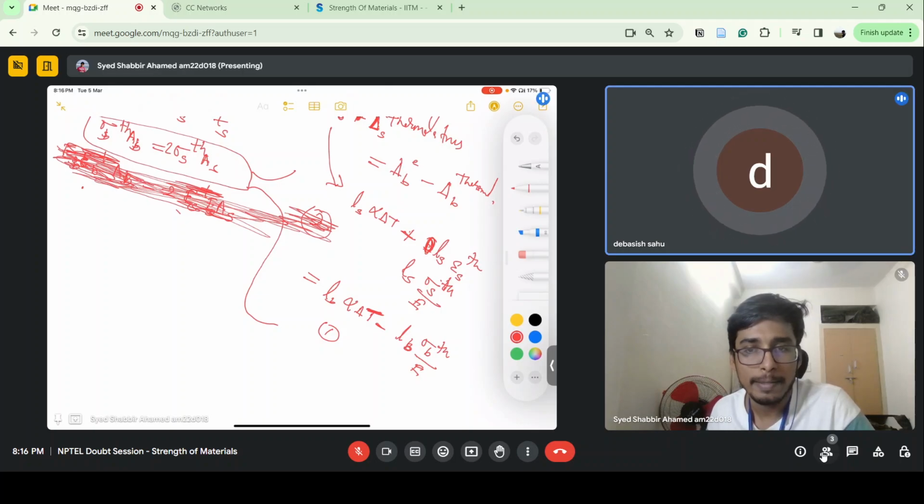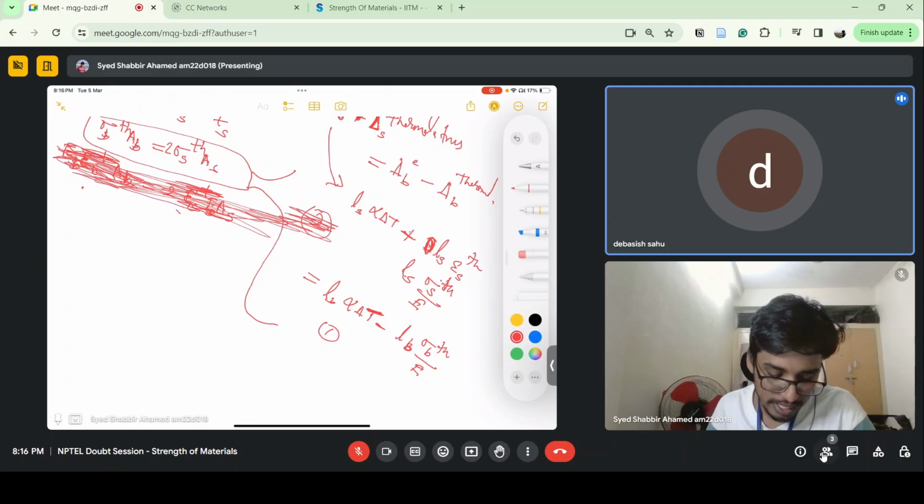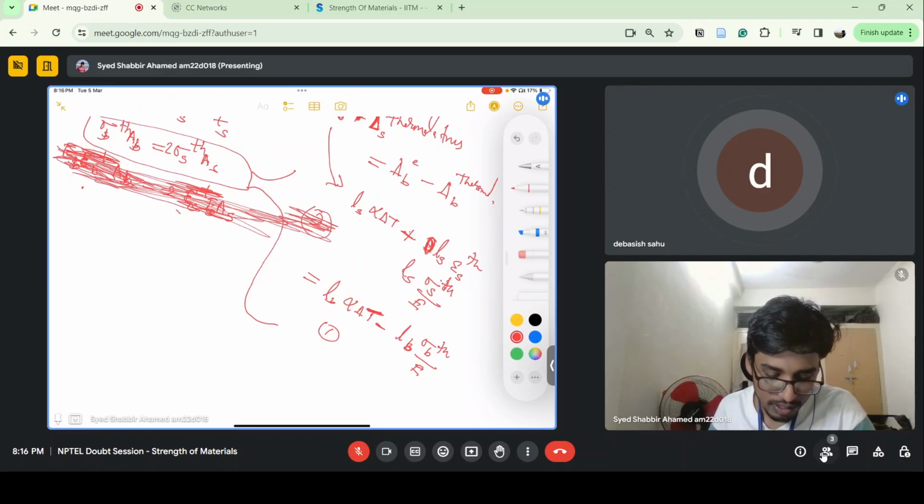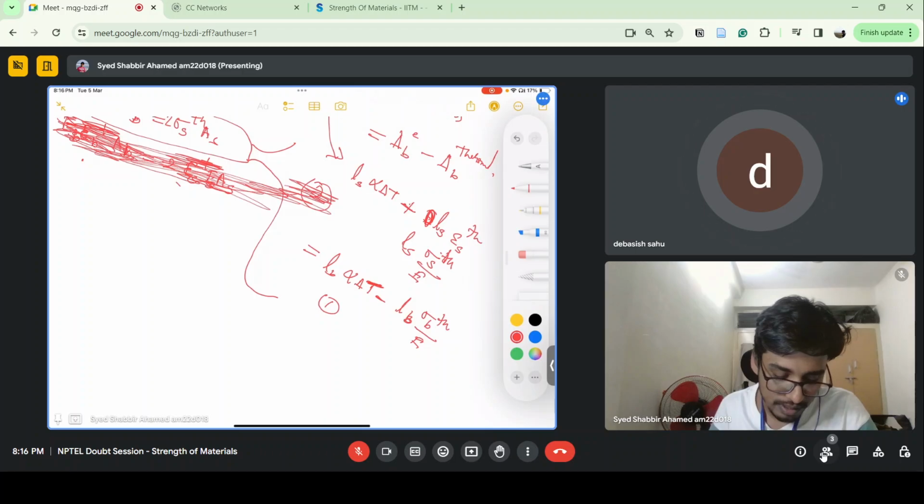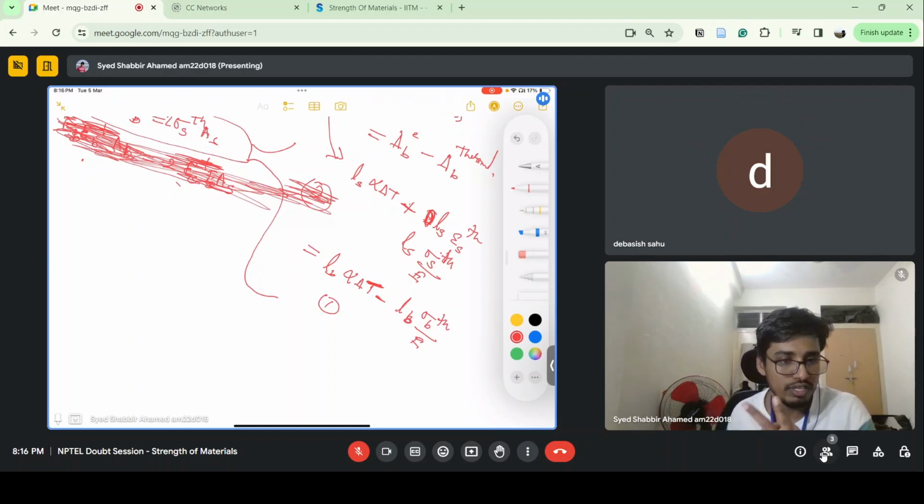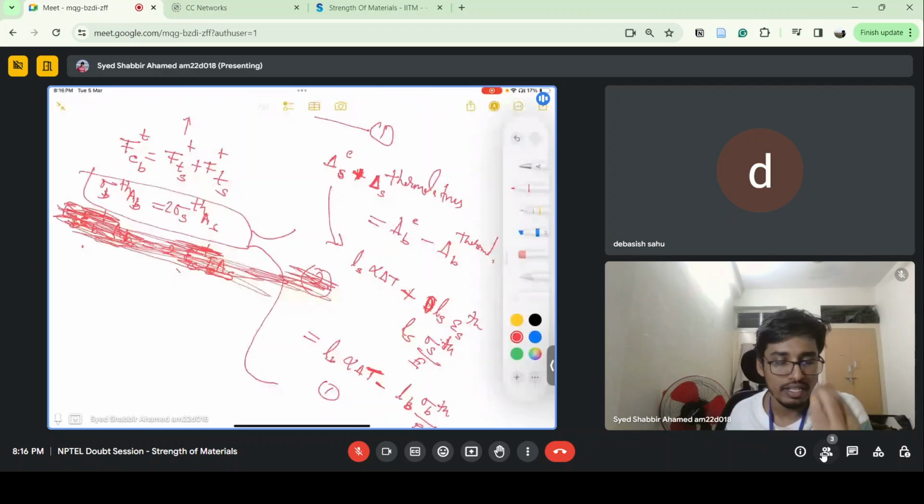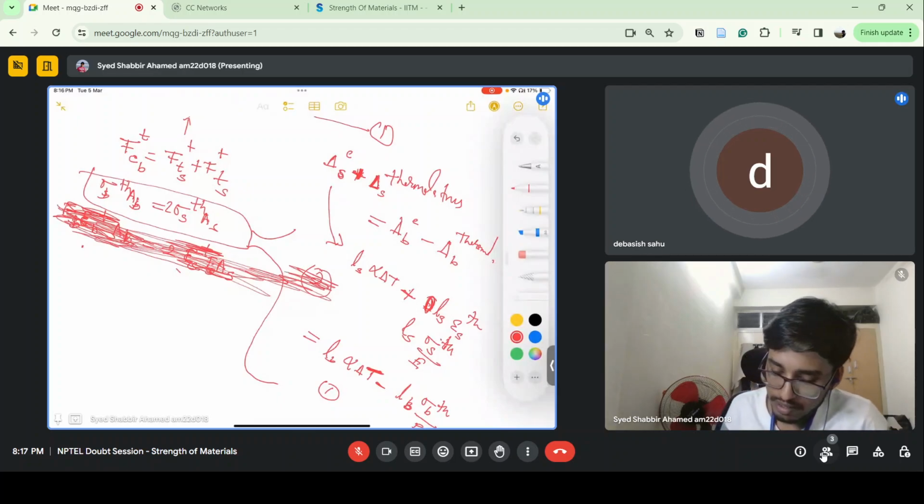Yes, sir. Here also the unknowns in this equation are the thermal stresses sigma_b and sigma_s, and in this equation also the unknowns are sigma_b and sigma_s. So we have two equations and two unknowns. Those are the thermal stresses in bronze and steel. We can calculate directly.